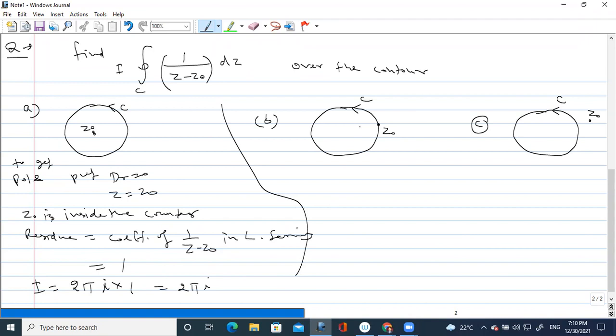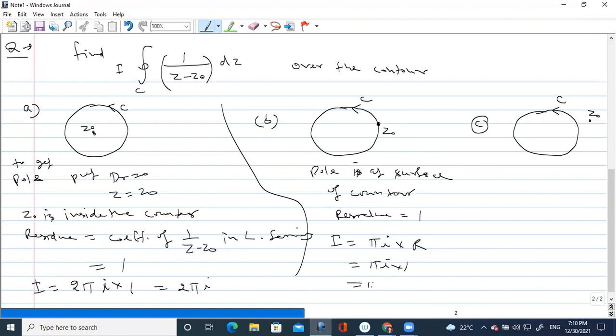Now for B, because the pole is on the surface of the contour. Okay. And here also, the residue is the same. Residue equal to 1. So the integral will be here, in place of 2 pi i, it will be pi i into residue. So pi i into 1, answer is pi i.